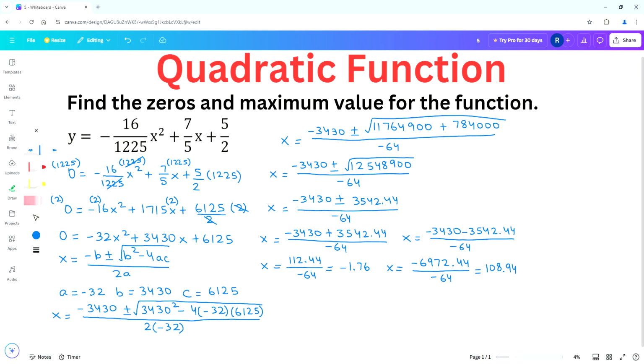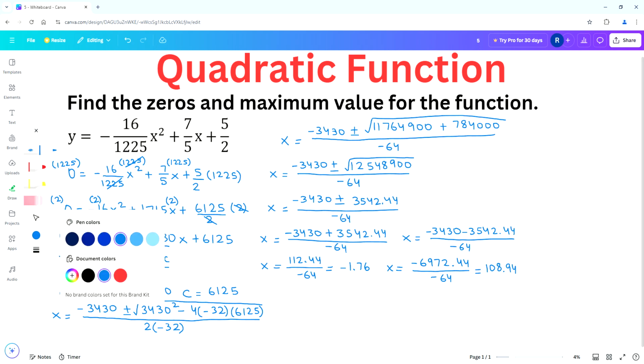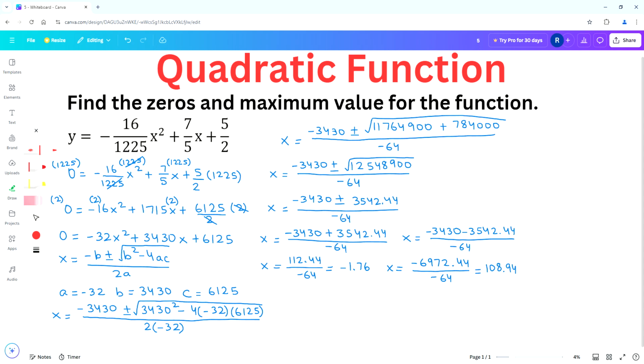Now we can answer the second part, find the maximum value for the function. The graph of a quadratic function is a parabola. The a value or the leading coefficient in the equation is negative. The leading coefficient is negative 16 over 1225. That means the vertex of the parabola represents the maximum point or the highest point on the parabola. The maximum value for the function is the y-coordinate of the vertex of the parabola.